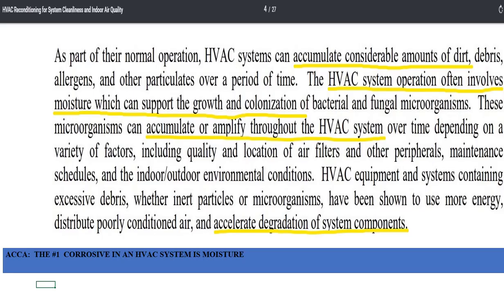ACA also stands behind you. And ACA says, and I'll use my terms, the number one corrosive of a system, I'll put that out there for you. The number one corrosive of a system is moisture. And what allows moisture to stay in the system? Well, we purposely inflict moisture in every system with humidifiers, and we've got the condensate coils. So moisture is in the system.